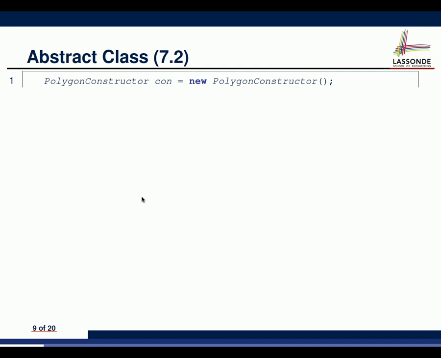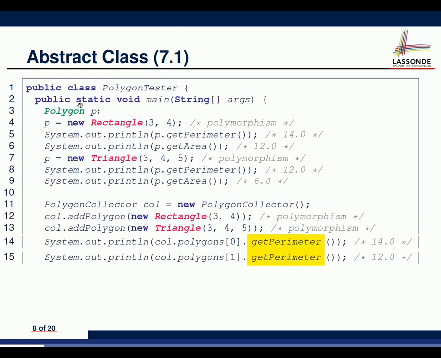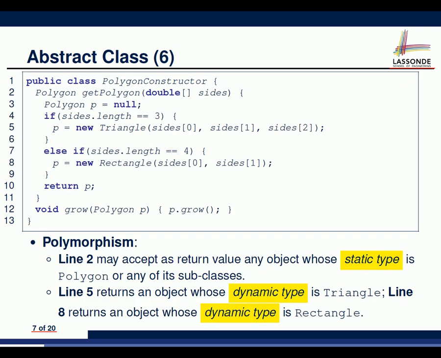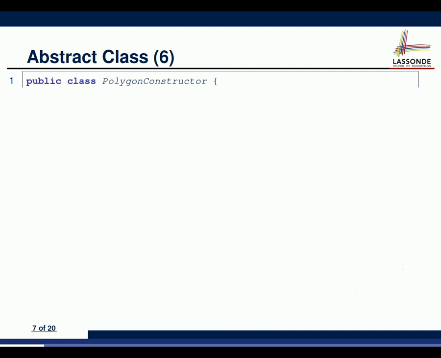Let's say we have a class called PolygonConstructor, okay? Let's exercise our understanding about the return value being polymorphic. What I will do is show you the class over here. We have a class called PolygonConstructor, and then we simply have a single method. The static return type is simply Polygon.